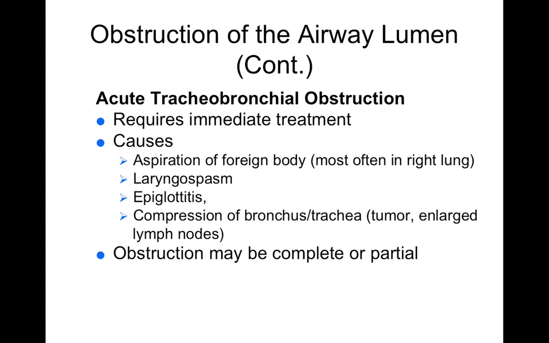right lung. Now, these tracheobronchial obstructions can also come about from laryngospasm. So your larynx, if it starts spasming, the epiglottis can close, which can also be an obstruction itself. So it can make it more difficult to ventilate if your epiglottis is just randomly shut. It can also be caused by epiglottitis, so inflammation in the epiglottis can block that airway, or compression of the bronchus and trachea from a tumor or enlarged lymph nodes.